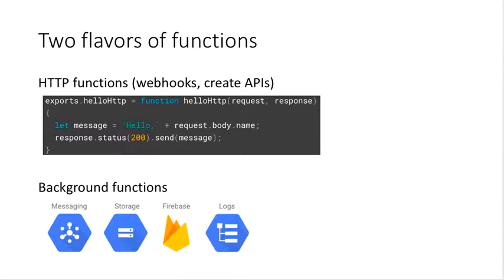Cloud functions include two types, HTTP functions and background functions. HTTP functions are triggered by HTTP requests. This example is for Node.js. Cloud functions automatically parse the body of a JSON request, so we can access the name property.